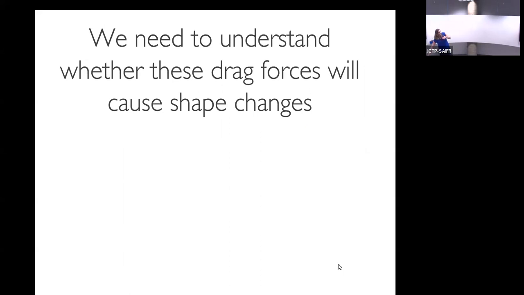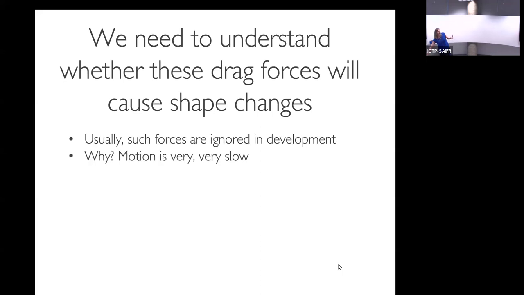And the reason that I think the whole field has ignored this historically, like we've all ignored it historically, is because the motion is very slow. This organ is moving through the tissue at 1 micron per minute. Okay, so, you know, drag forces are proportional to how fast you're going. So you might be like, well, even if I put in the right numbers, that's not going to be big enough to generate drag.